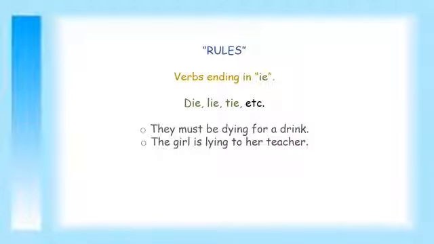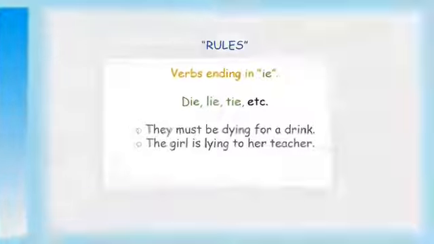The other important rule is for those verbs that end in ie. For example, die, lie, tie, etc. We have to delete the ie and add the ing form. For example, they must be dying for a drink. And the girl is lying to her teacher. As you can see, on this occasion we have deleted the letters ie and added the ing form.